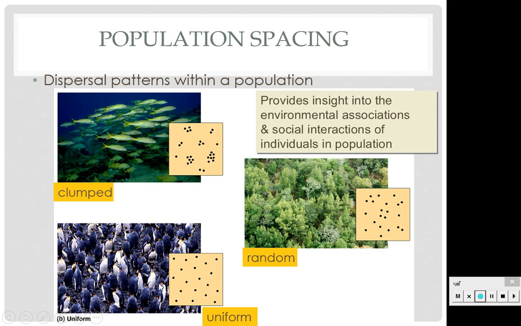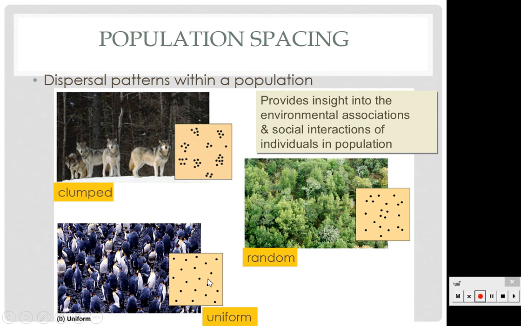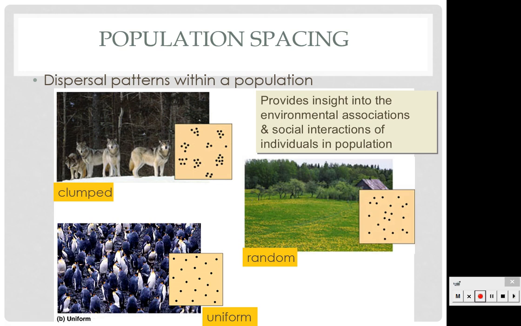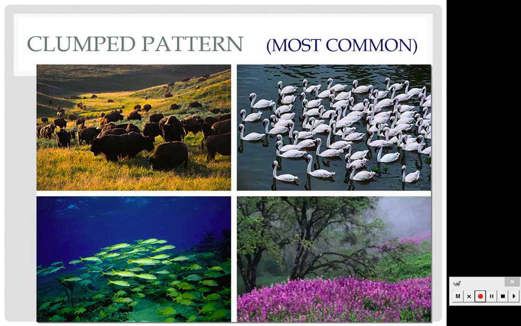in population density. Alright, so this is clumped, when they're going to be grouped together in organisms. Okay, we see this with schooling fish. Okay, random means they're just spread out wherever. We see this in forests and trees. Okay, uniform means they are equally spaced together. We see this a lot of times in birds when they are nesting. Alright, clump pattern is the most common. Okay, with the individuals aggregated in patches.